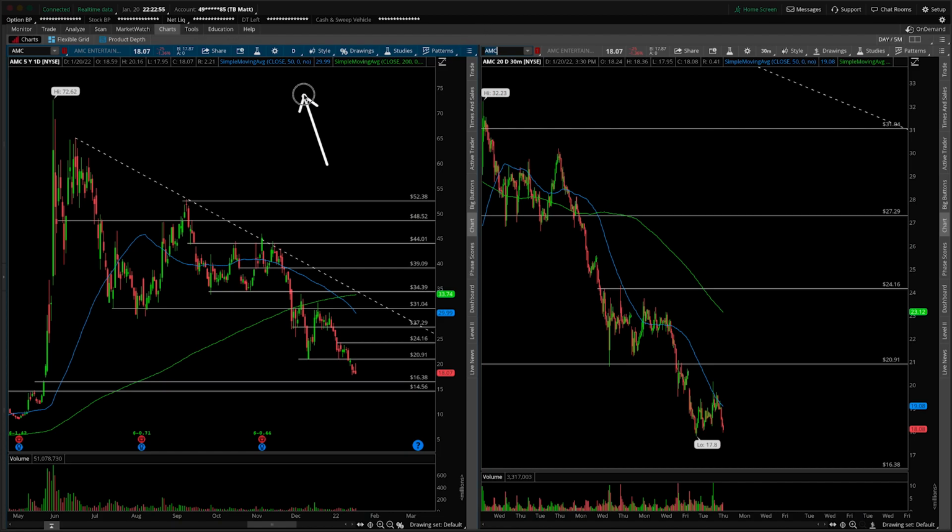On the left-hand side, we have the daily time frame, and on the right-hand side, the 30-minute intraday time frame. First things first, this will, of course, be an update. We've talked about the stock extensively on this channel, and the main thing I want to point out here is that this still is in a nice, firm daily downtrend.